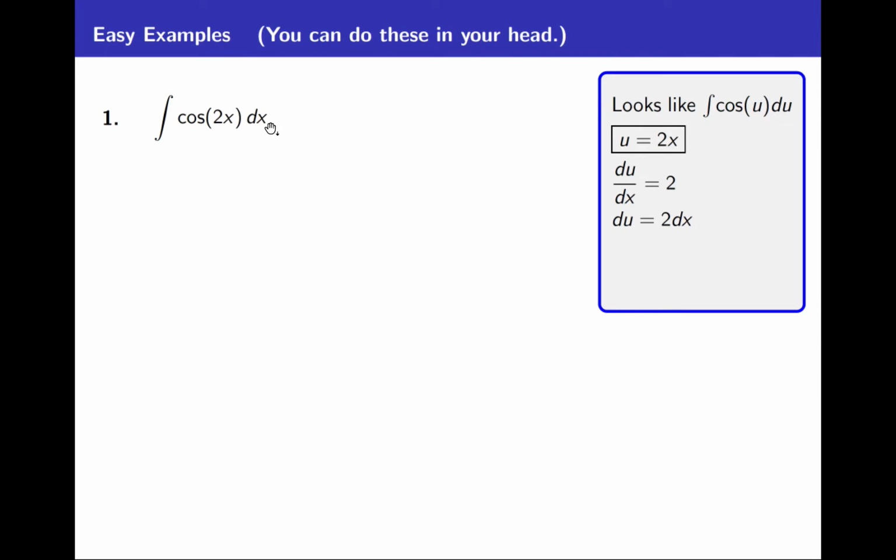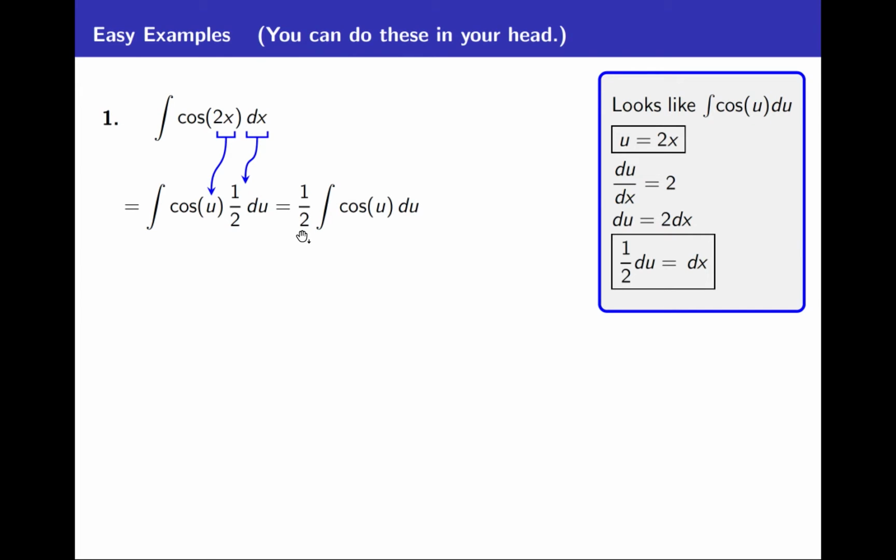But over here, we just have a dx, not a 2 times dx. So we're going to multiply both sides of this by 1/2. And we get 1/2 du equals dx. So we can make the substitution 2x equals u, and dx equals 1/2 du in this integral. And we get the integral of cosine of u times 1/2 du.